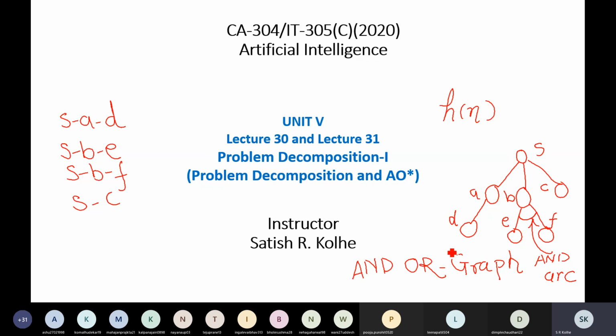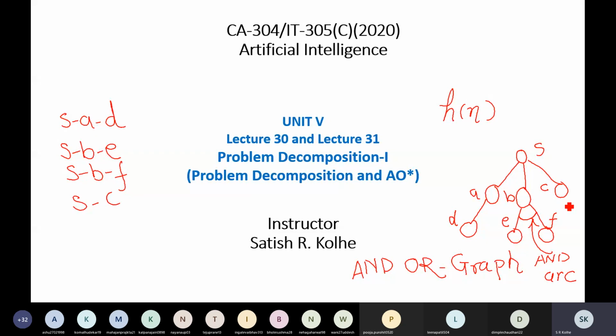For example, from S you can go to A or B or C. So there are three different ways. From A you can go to the goal node. From B there is only one way, because this is an AND type of arc. You have to tackle this as well as this, although there are two, but it is not OR. You will have to do both. So this is a single path. From A there is one path. From C right now there is no path.